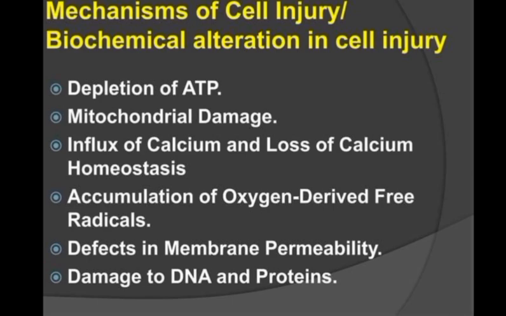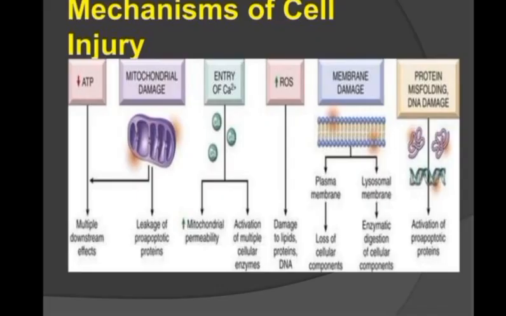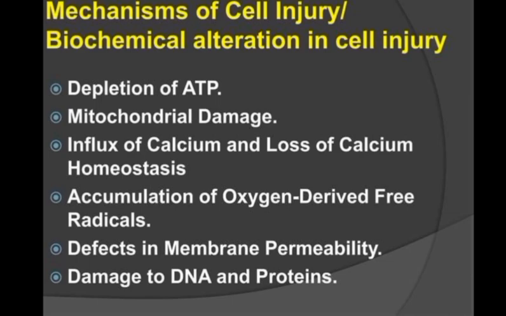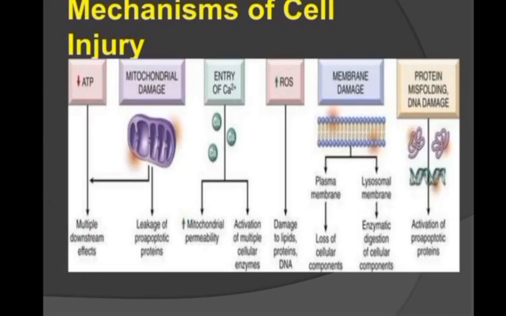Oxygen free radicals will further damage the mitochondria, DNA, proteins, ribosome synthesis, etc. Next, defects in the membrane permeability. Permeability will get lost. Due to permeability loss, the sodium-potassium balance will collapse, leading to more accumulation of sodium and influx of water. Due to more water influx, it will cause cell swelling. Then DNA and proteins will get damaged due to the formation of oxygen free radicals.